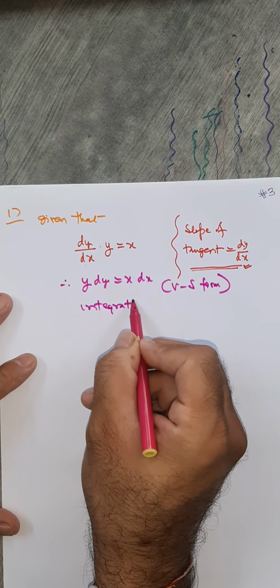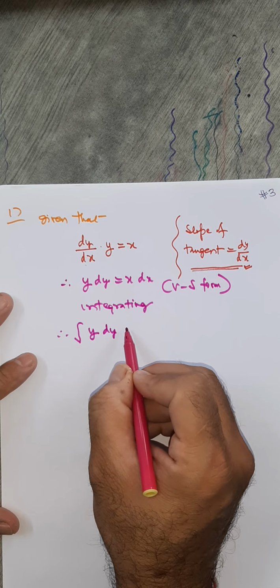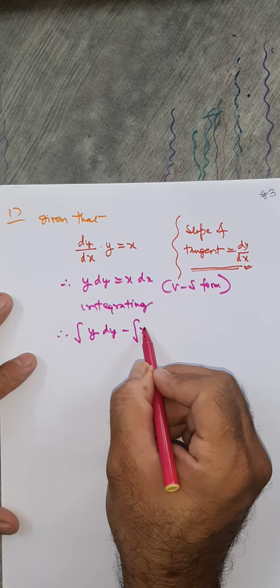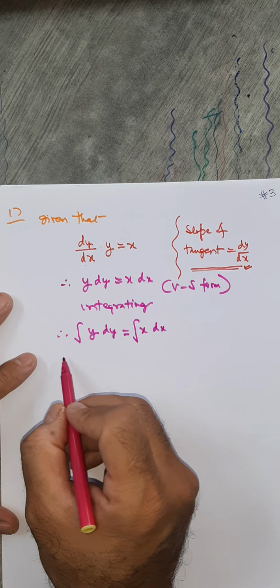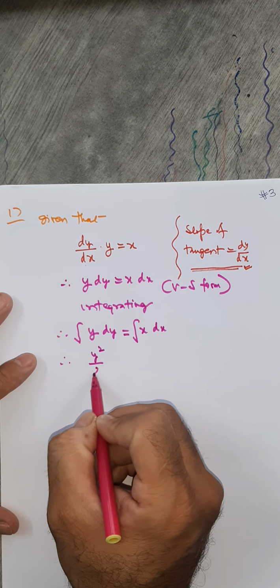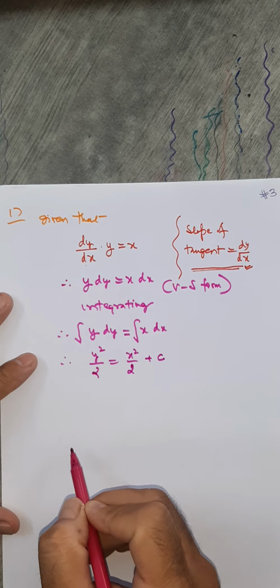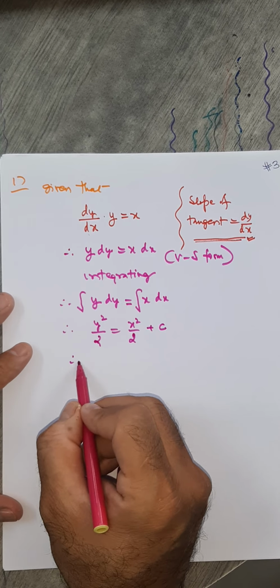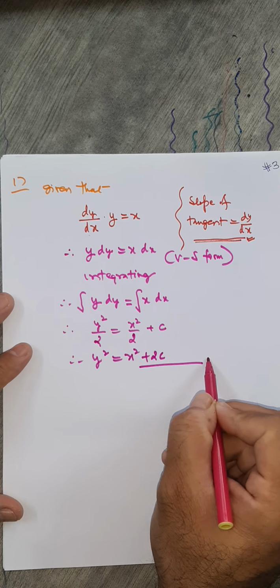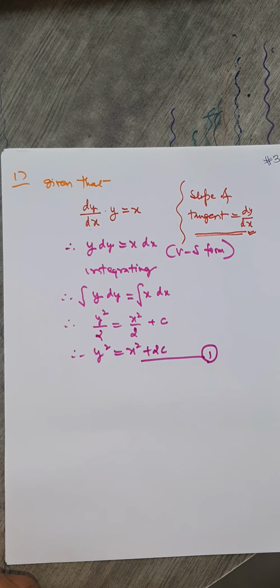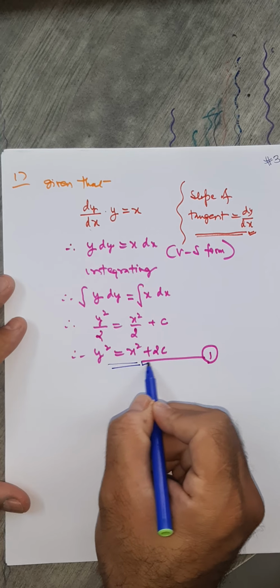Then integrate it. So we integrate it. Integrating. So therefore integral of y with respect to y equals integral of x with respect to x. Now this is y square by 2 equals to x square by 2 plus the constant of the integration. So y square equals to x square plus 2c. Call this as equation number 1. Now you are given that this is in fact the general solution, remember.